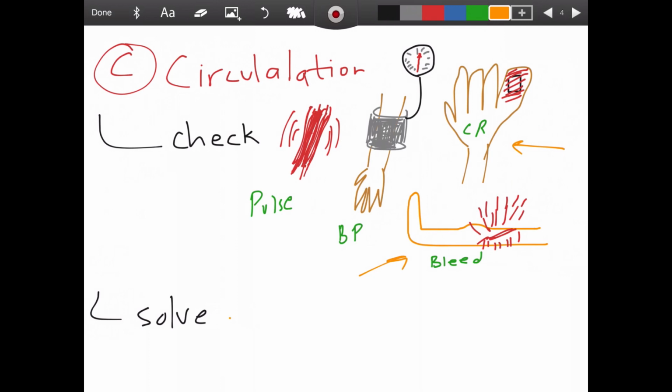So now that you have checked these things in the circulation, you've checked the patient's pulse, the blood pressure, capillary refill and other signs of peripheral shock, and you've noticed if there is any site of external bleeding. How can you solve this? Well, number one, to bring the blood pressure up, you can give the patient fluids, IV fluids.